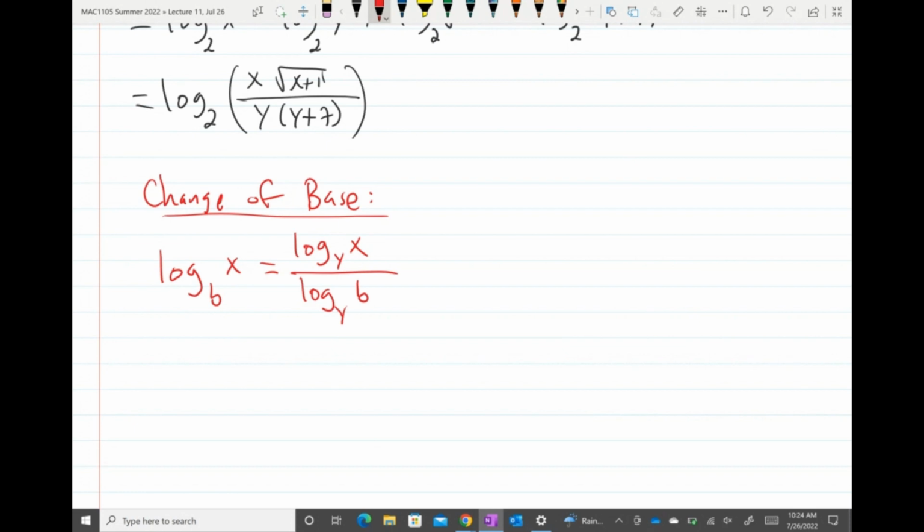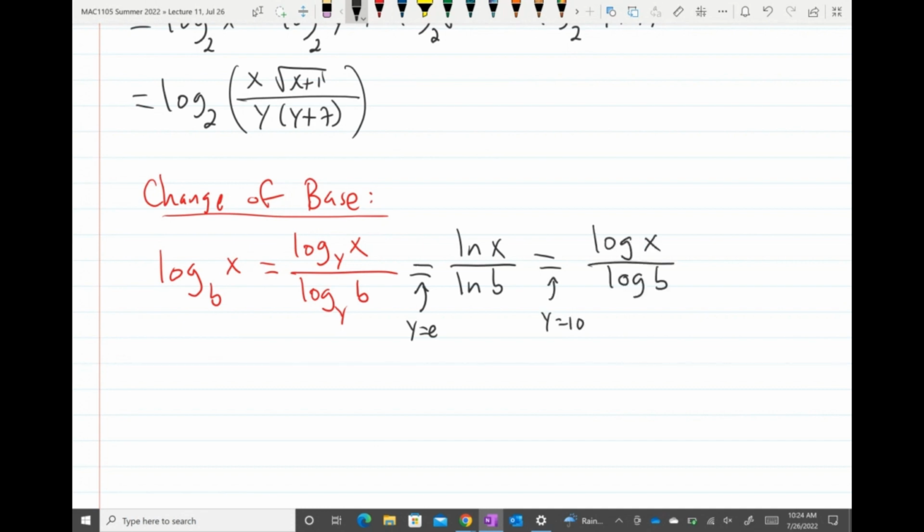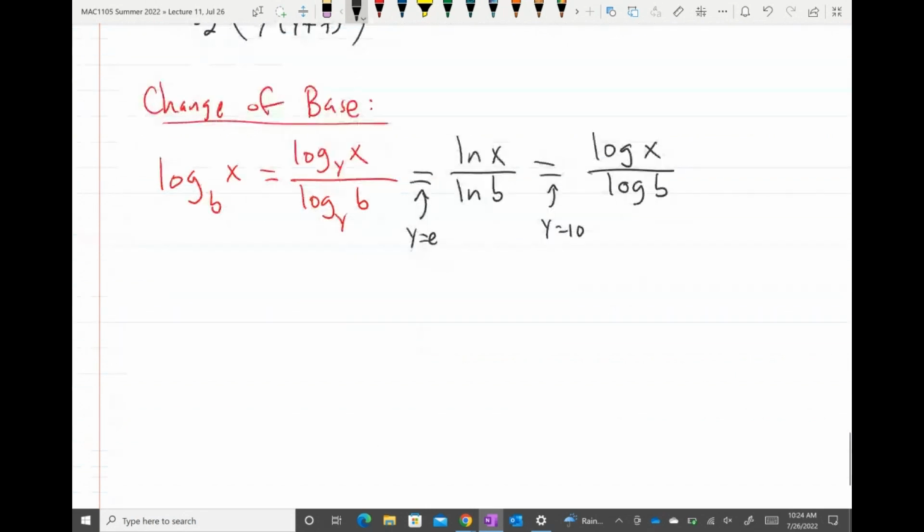So here you can use whatever number you like. Typically, we use this property with special bases. For example, if we use y equals e, then this property will read as ln of x over ln of b. But if we use it with, for example, y equals 10, this will read as log of x over log of b. Why these two special cases? Because these are the ones that are typically showing up in the calculator.